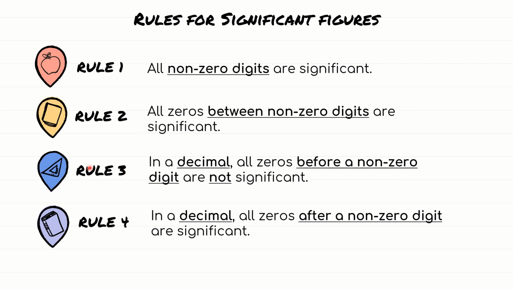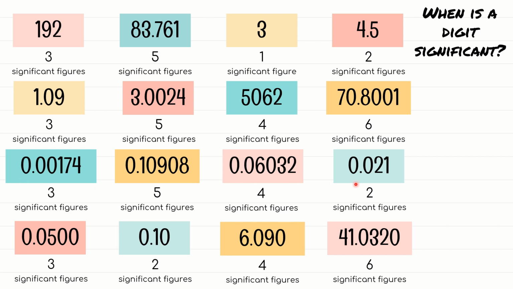In our third rule, we are looking at a decimal number only, which says that all zeros before a non-zero digit are not significant. So we do not count them in. That is seen in our third row over here, whereby the number starts off with a lot of zeros. So regardless of how many zeros there are, we do not count the starting zeros in a decimal as significant.